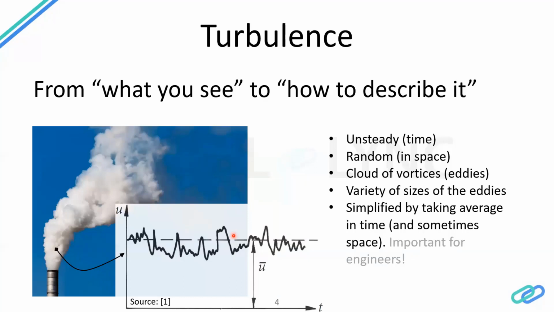Right. The next step for engineers would be to simplify this flow. And how do they do it? So if you put a probe, a velocity probe at some point in space, you could register the velocity at that point, which is shown in the graph. On the x-axis is the time. And if you don't need all this chaotic information, you can just average it out, and you call it the averaged velocity U bar. And this is a quantity that is usually important for engineers. So we'll talk about this more as we go on in the basics.